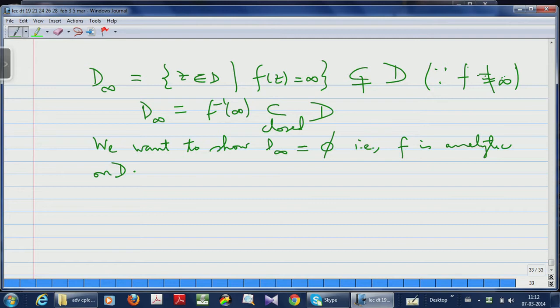since D is connected, try to use this very important property of a connected space. For a connected space, the only subset that is both open and closed has to either be the null set or it has to be the full space. So what you try to do is show that D infinity is open. See, D infinity is already closed. Suppose you show D infinity is open, then it is an open and closed subset of D which is connected.